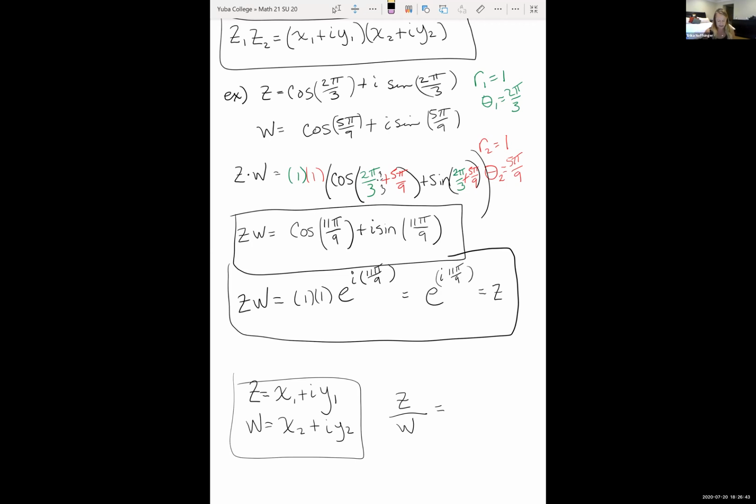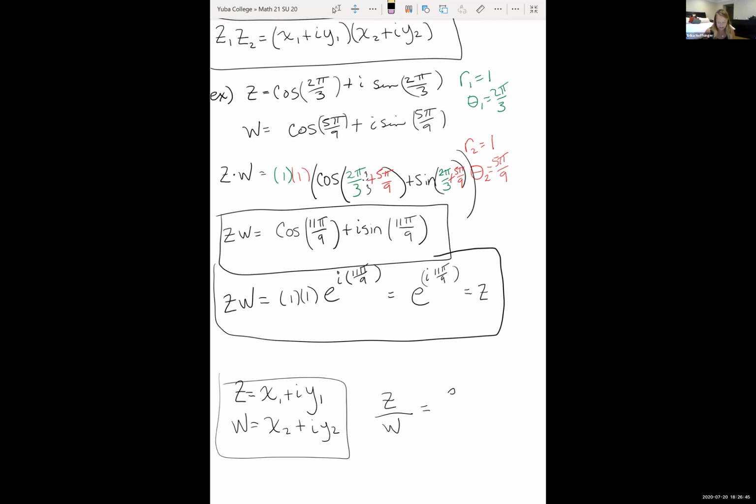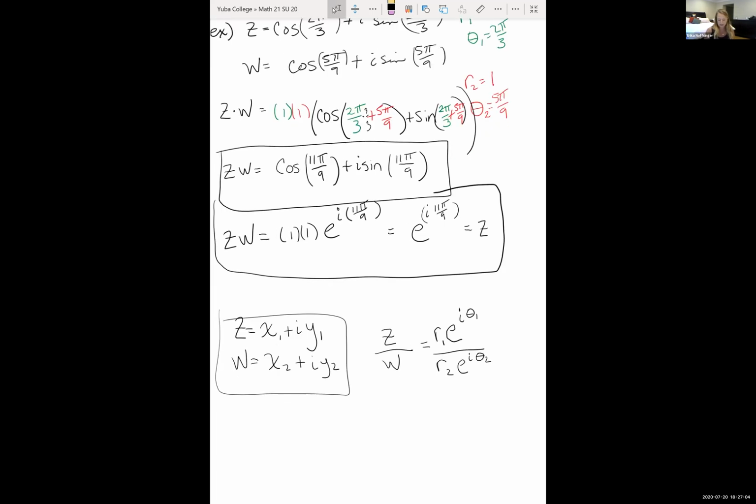If we put this in exponential form, this is r sub 1 e to the i theta sub 1, all over r sub 2 e to the i theta sub 2. Remember the rules of exponents: same base. We have the same base of e, then we can subtract our exponents.